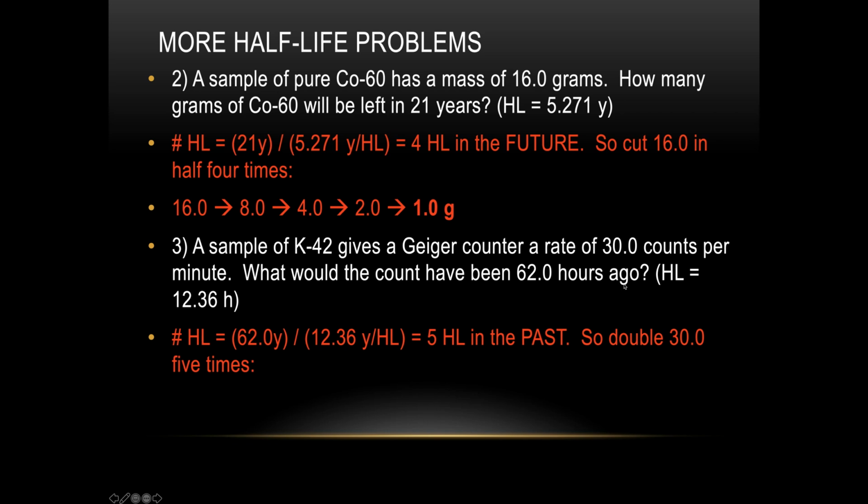Since it said, what would it have been 62 hours ago? Well, now we're going into the past, which means if we have 30 counts per minute now, 1 half-life ago, we would have had 60. The half-life before that, we would have had 120. The half-life before that, 240. The half-life before that, 480. And 5 half-lives ago, we would have had 960 counts per minute. And so we can make that prediction based on the half-life. Pretty cool, huh?